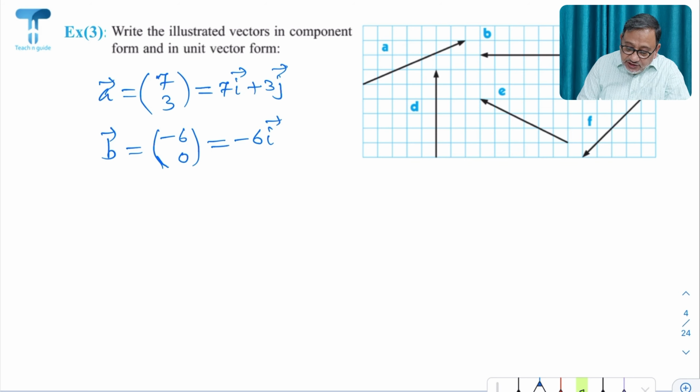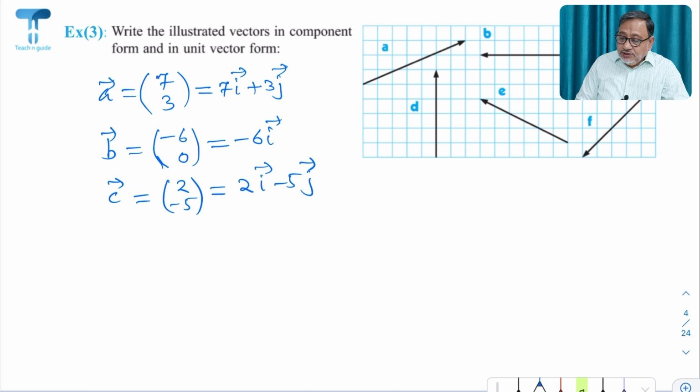Then vector C, okay, it is 2 units in the direction of x. Look here, 2 units in the direction of x and going down 1, 2, 3, 4, 5, 5 units down. So 2 and minus 5, because it is going down. This is in the component form, and in the unit vector form 2i minus 5j. Okay, in the same way you can find D, E and F.